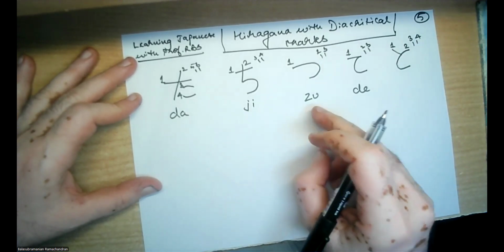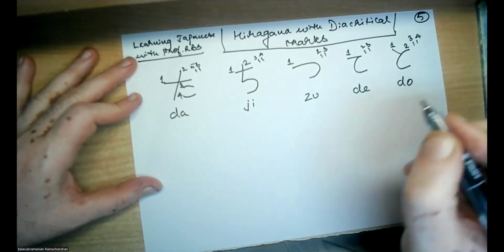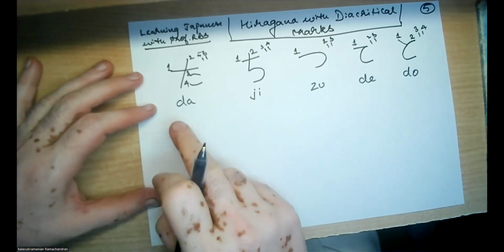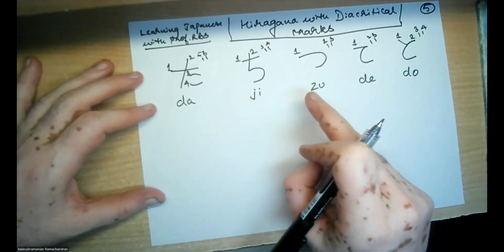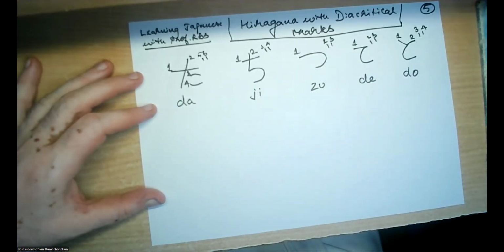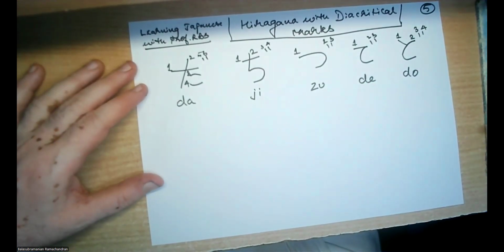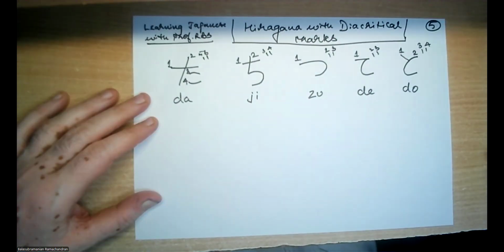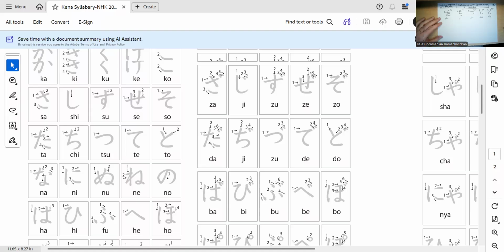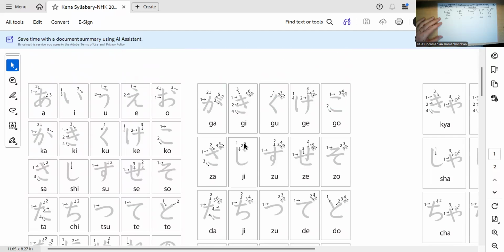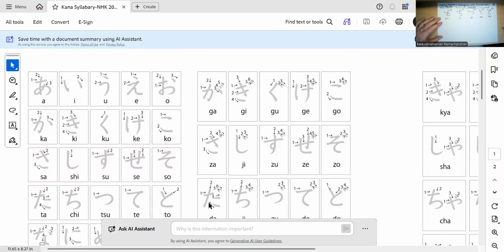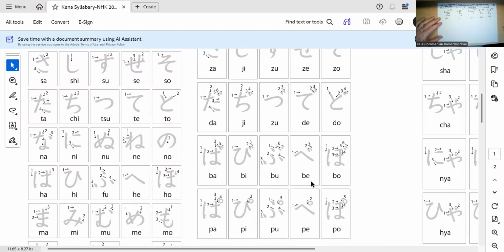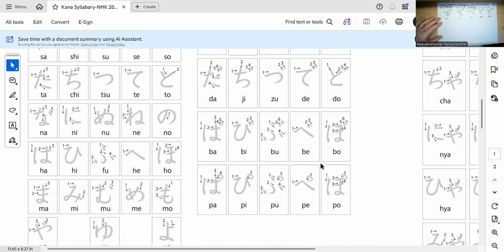Da, Ji, Zu, De, and Do. Okay. So you have Da, Ji, Zu, De, Do. So let's go on to the next series and see what the next series is. So we have looked at 3 series: the Ga series, the Za series, and the Da series. Let's go on to the next series, the Ba series.